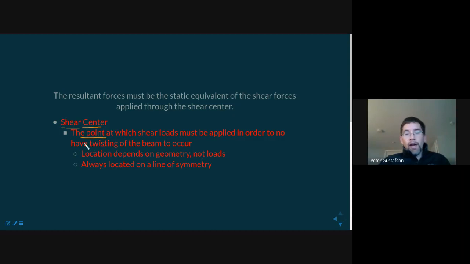Let me say that one more time. The shear center is the point, and this is relative to the cross section. So there is a point somewhere in the plane of that cross section that if the shear load resultant passes through that point, then there will be no twisting of the beam, it'll just bend.